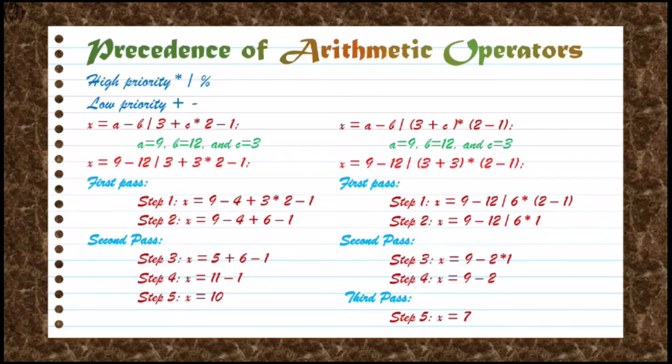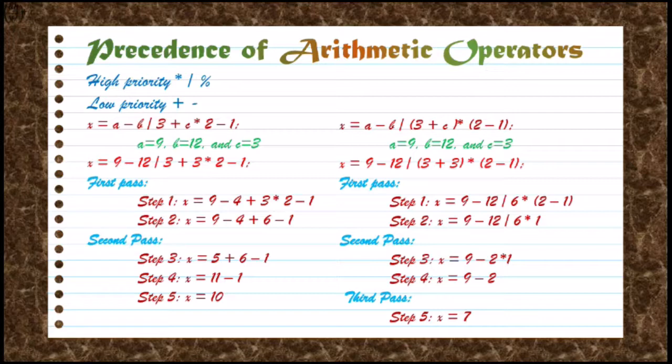So if you see both the examples, we have just added parentheses in the second example, but the answer has changed. This time the procedure consists of 3 left to right passes. However, the number of evaluation steps remains the same, that is 5 steps.